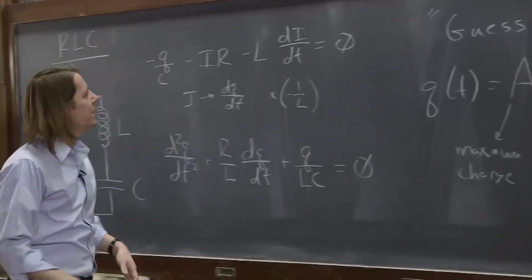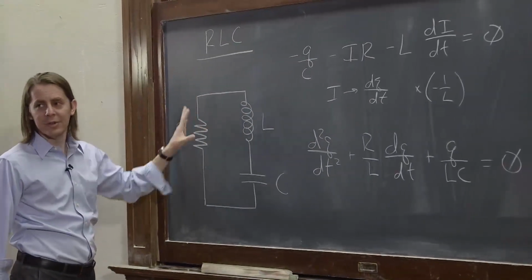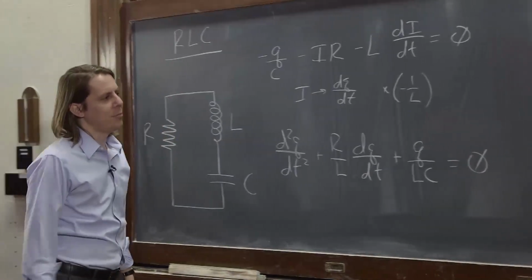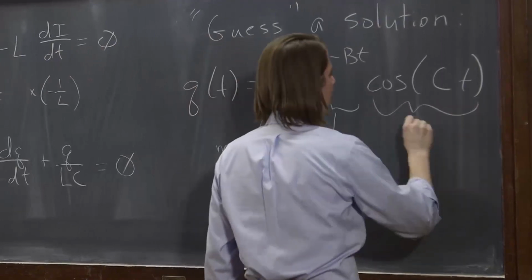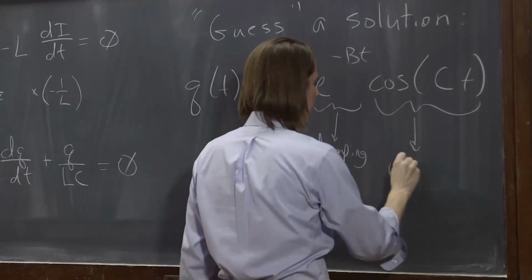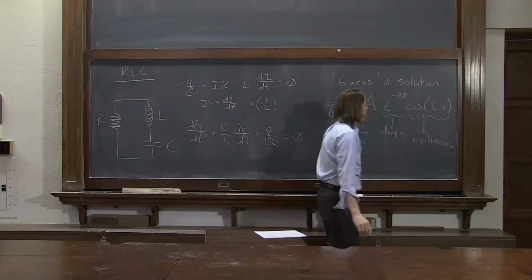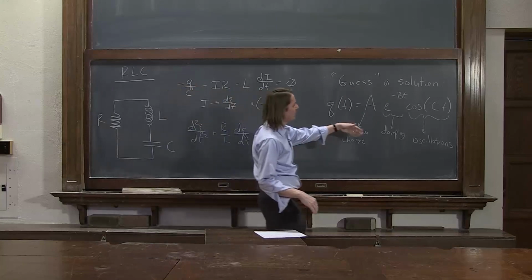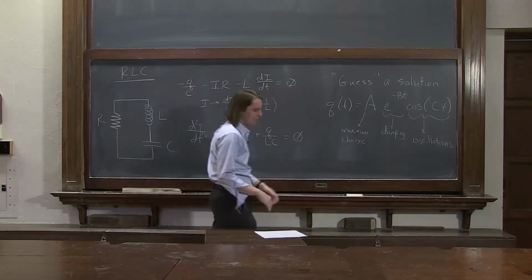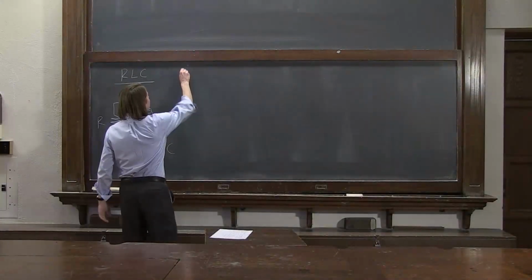So the circuit has a resistor in it, so maybe you can imagine what's going to happen. It's going to have oscillations, but they might damp. The damping is in that exponential decaying term, and then the oscillations are going to show up here. So even if I didn't know this was the answer, this is a good constructed solution. It's going to have some amplitude, it's going to be damped, and it's going to oscillate. Seems like a good guess. All right, so let's see what happens with that guess. So we're going to plug in the guess.